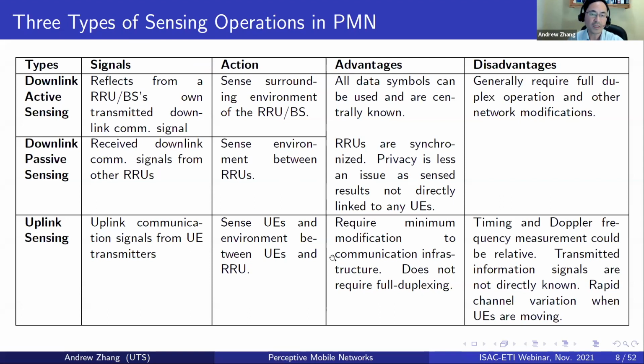And for uplink sensing, the main issue is the clock asynchronism between the transmitter and the receiver, because in general the mobile units and the base station use separate local oscillators. So their clocks have some offset in terms of both the timing and the carrier frequency. We will discuss the details later.